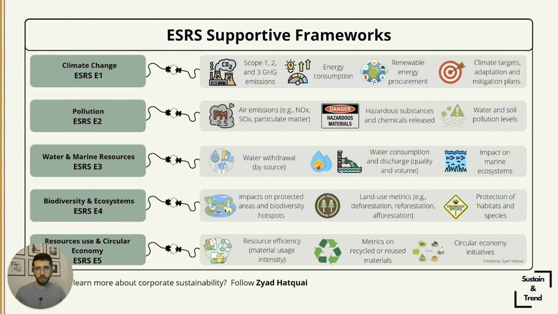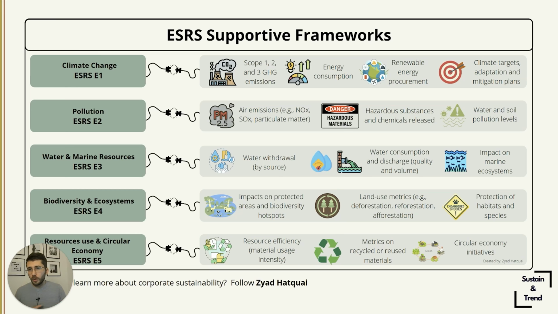So when we talk about climate change, we're talking about scope 1, 2, and 3 greenhouse gas emissions. We are talking about energy consumption, renewable energy procurement. Well, energy consumption is a must to understand your scope 1 and 2. Renewable energy procurement, you need to understand what is procured and what is renewable energy on site. So energy consumption would also be split by source. Climate targets, adaptation, mitigation plans. These are really an essential part of your reporting when it comes to E1.